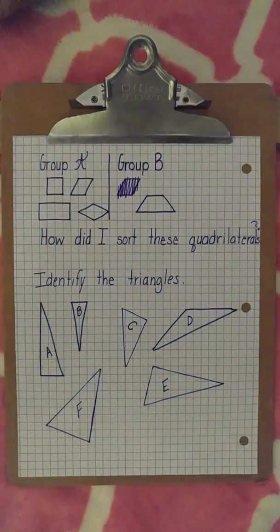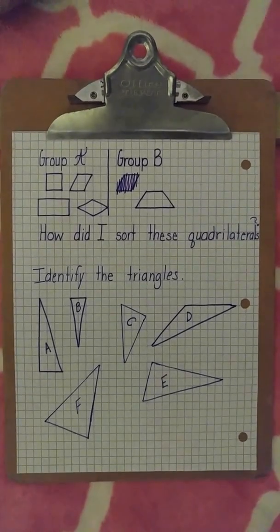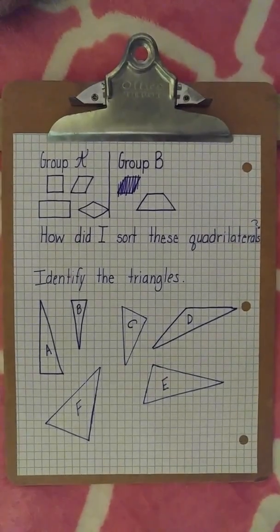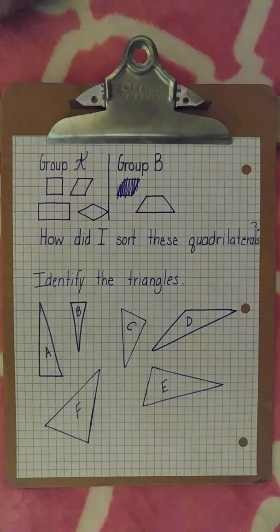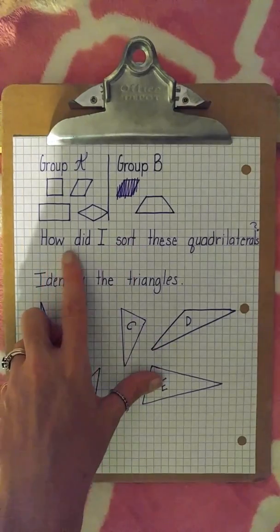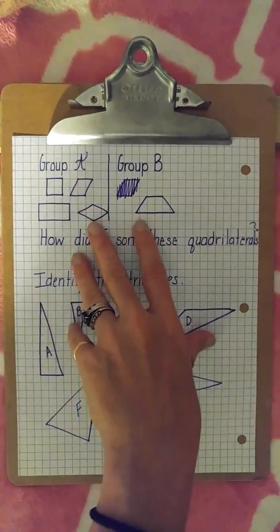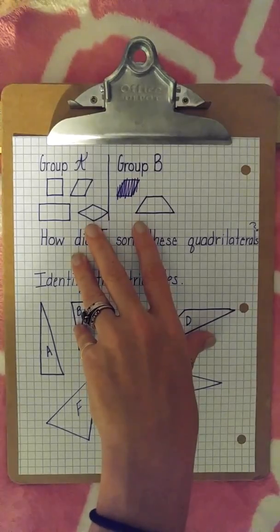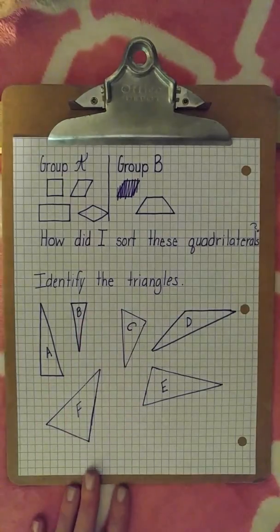Remember, triangles we identify by angles, and quadrilaterals we mostly identify by parallel sides, the number of parallel sides that they have. And some we do have to take in consideration their right angles, but mostly it's their parallel sides. So the first one I have is Group A and Group B. They're quadrilaterals. How did I sort these quadrilaterals? So the children need to look at these and decide what attribute I used to group these particular shapes.